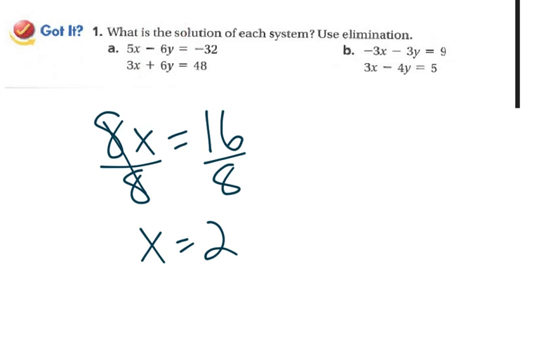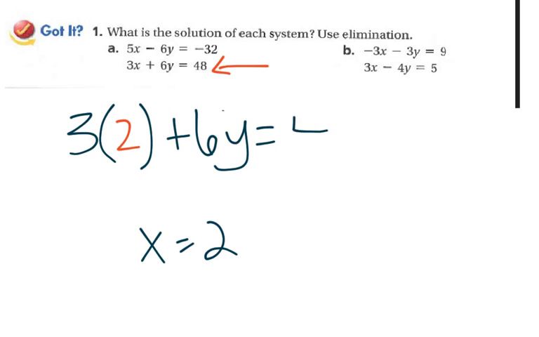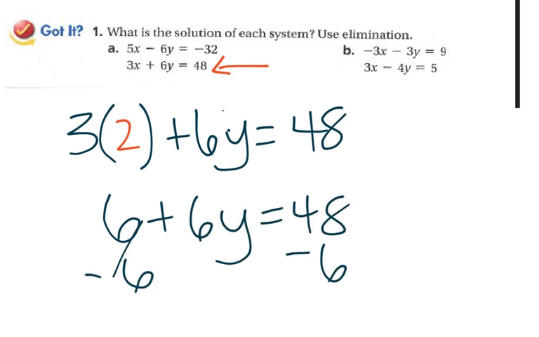Looking at these two equations, I think I'm going to pick the second one to plug back in. So I'm going to put 2 in for x. So I'm going to give myself some space. And I'm going to say 3 times 2 plus 6y equals 48. And of course that's 6 plus 6y equals 48. Subtract the 6, and I get that 6y equals 42. Well, I know that 6 times 7 equals 42, so y must be 7.